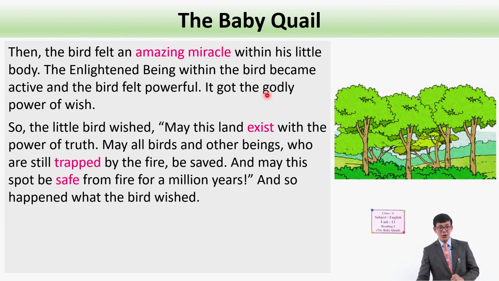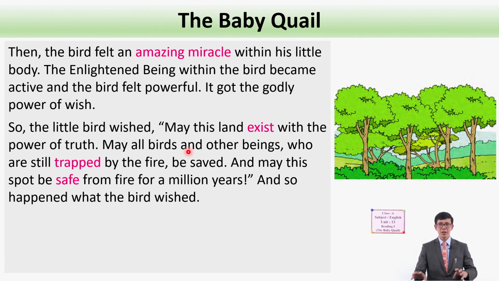Now it got the godly power of what? Wish. The bird got the godly power of his wish. Okay, what might be his wish? Let's see. So the little bird wished. What did he wish? Interesting. The little bird wished, may this land exist with the power of truth. Look at what he wished there. May this land, that jungle, exist with the power of truth.